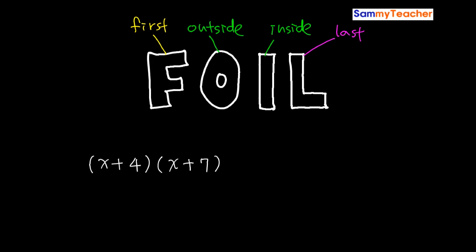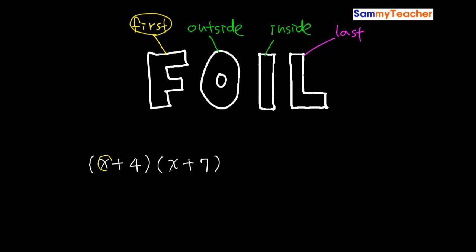We use the FOIL method when we distribute or expand multiplication of two binomials. By the way, binomial means an expression with two terms separated by plus or minus. So I have one binomial here and another binomial here, and we are trying to multiply them. Now, to expand this product of binomials, step 1 is multiply the first term of each binomial.